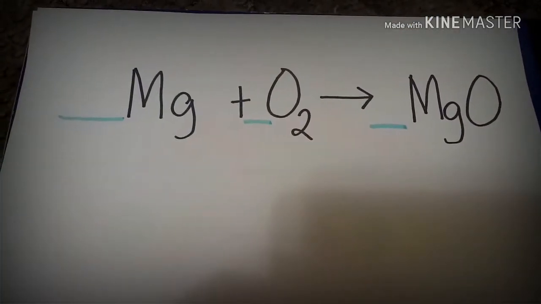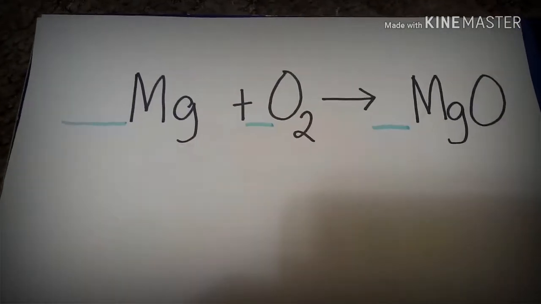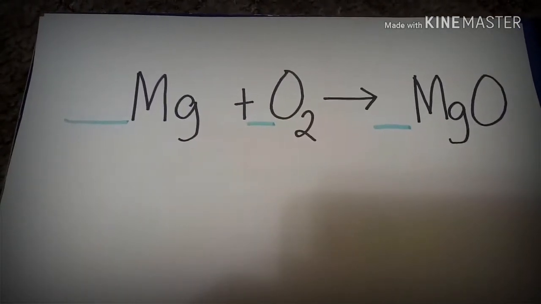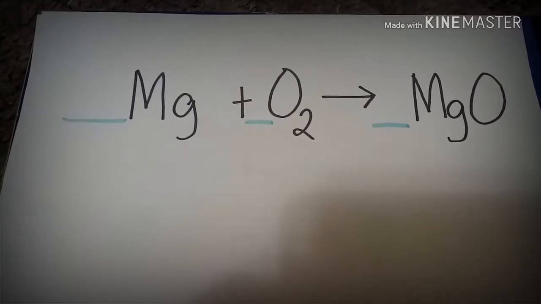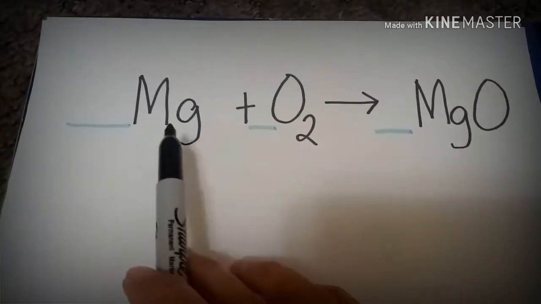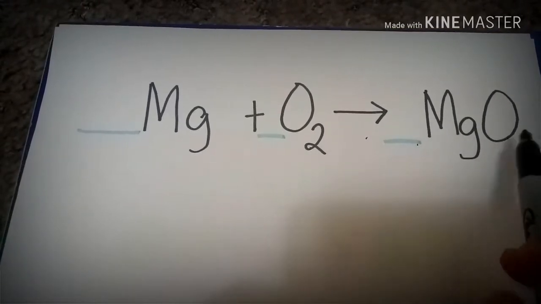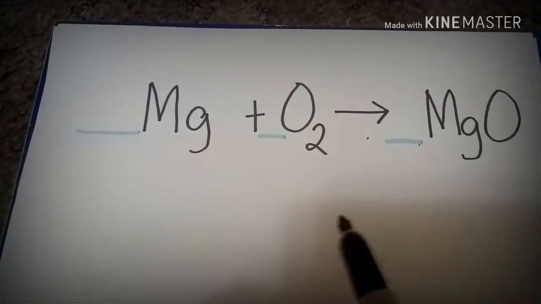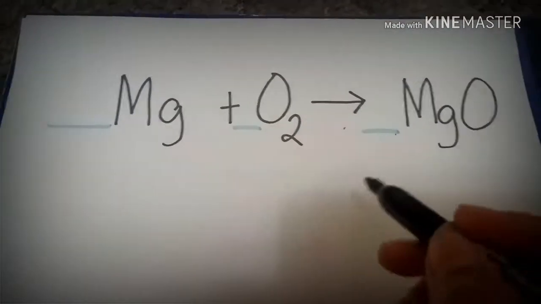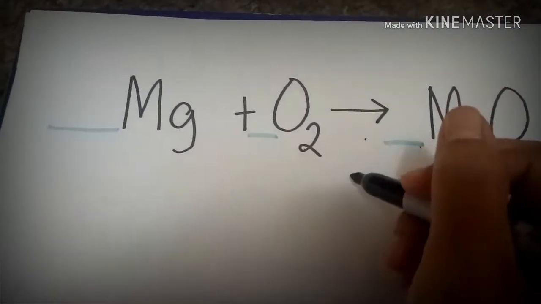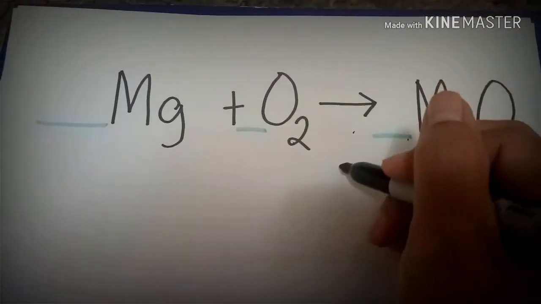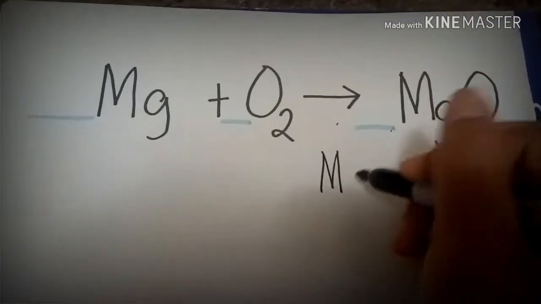The first step in balancing an equation is to identify the number of atoms on both sides of the equation. So if our chemical equation is Mg plus O2 yields MgO, we're going to find the number of atoms on both sides of the equation. So we will write here the chemical symbols of the reactants.